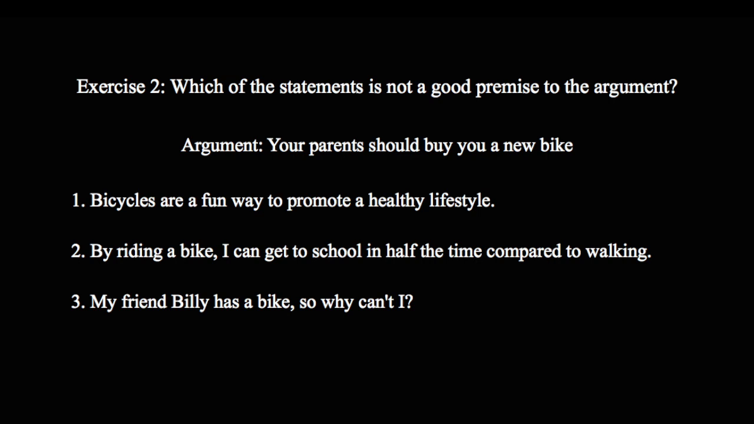And the last one says, my friend Billy has a bike, so why can't I? Now, this premise comes off as the weakest premise to me. My friend Billy has a bike, so why can't I? There's no real value in that premise when you speak it. All you're saying is your friend Billy has it, so you should also have a bike. And if you were to go and tell this to your parents, they'd probably say something like, if your friend Billy jumped off the cliff, would you also jump off the cliff?